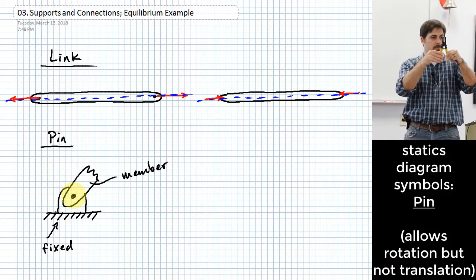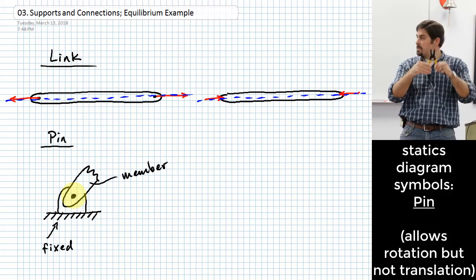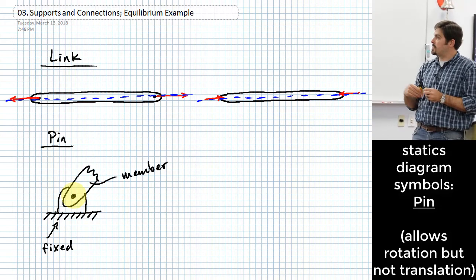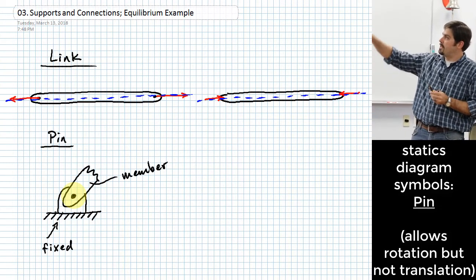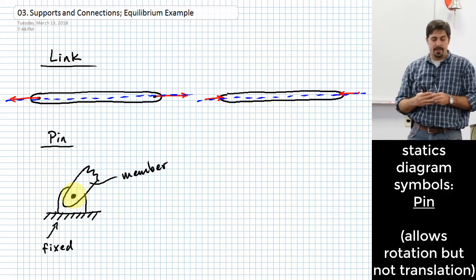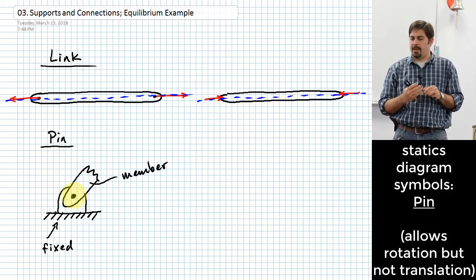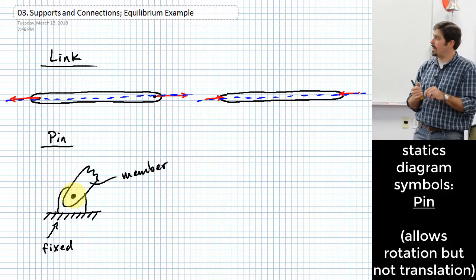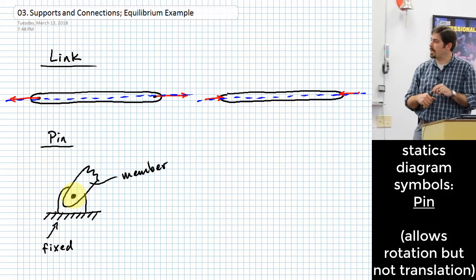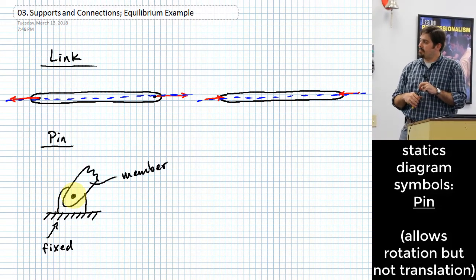Right? They can rotate freely, right? So this is how a pin behaves, and this is why when you have a pin like this, for the link, you end up with just having a force along that line of action only. All right? So that's the idea of a pin and a link.